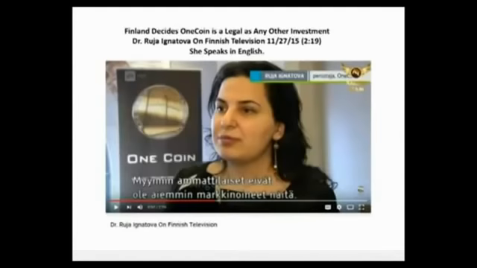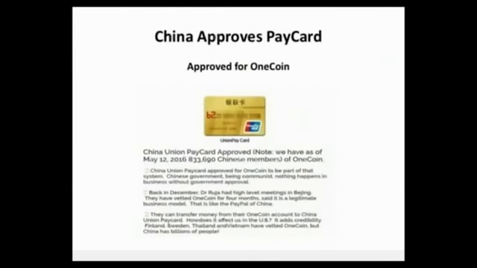The next slide shows a screenshot of her speaking English on Finnish television in response to Finland determining that her company was absolutely legal, just like any other stock firm. The next slide is China has a pay card approved by the government that's linked to their OneCoin accounts. So when they make money or sell their coins or get money through working the system, as we'll see later, they can actually spend money using this credit card that comes directly out of their computer account. No banks. Very powerful for China.